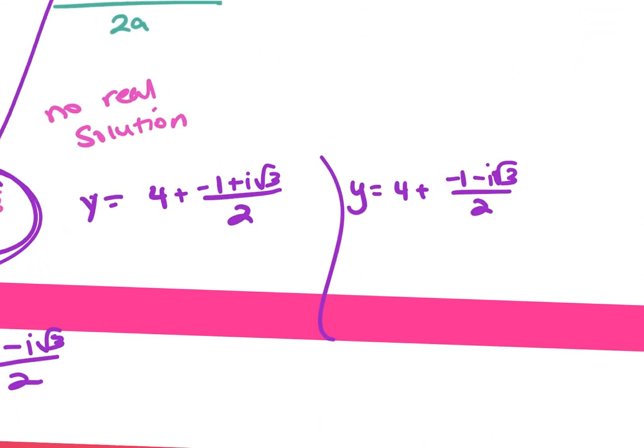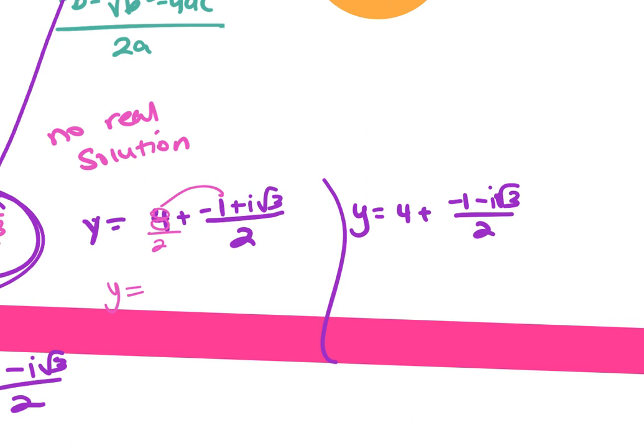And then I'd have to find a least common denominator. So this becomes 8 over 2. And I'd get y equals 8 minus 1, which is 7 plus i root 3 over 2. And y equals 8 over 2 plus negative 1. Again, 7. And this time it's minus i root 3 over 2.